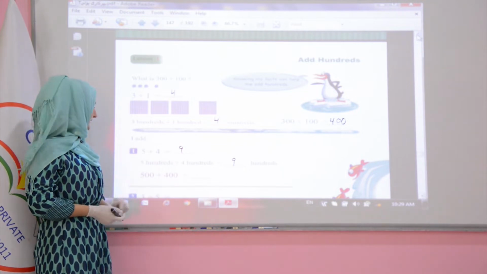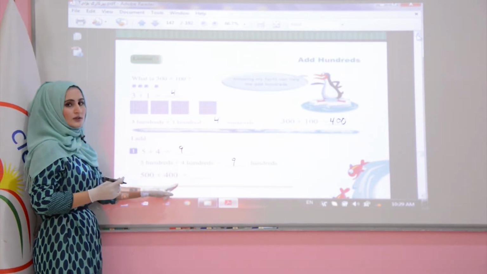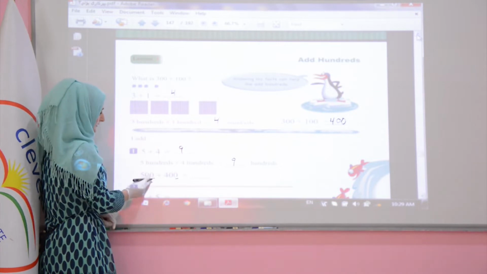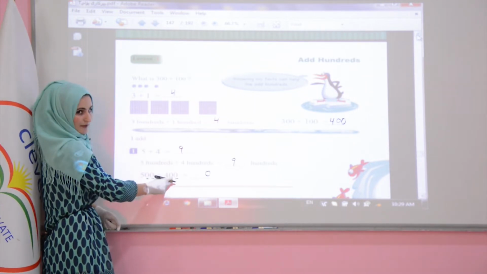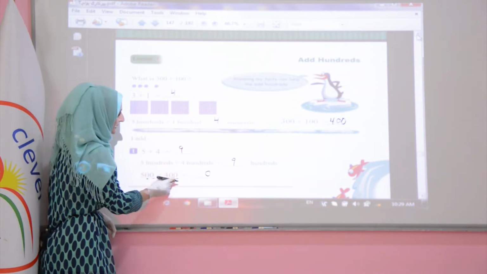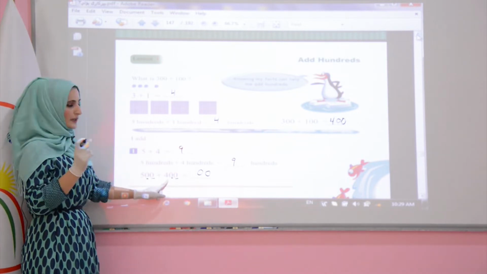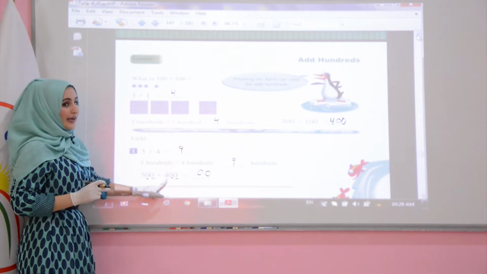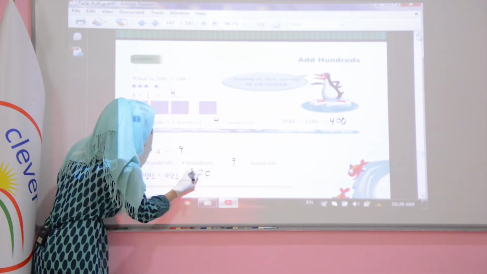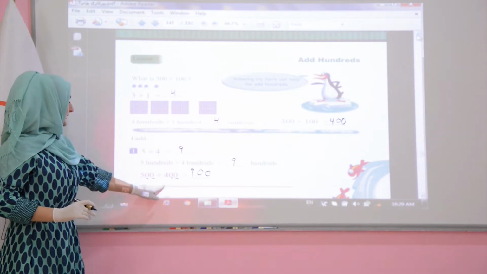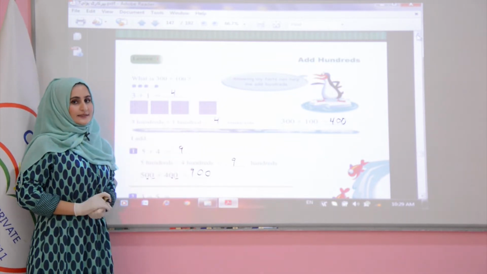500 plus 400. We start from ones, after that tens, after that hundreds. In ones we have 0 and 0. 0 plus 0 equals 0. In tens we also have 0. 0 plus 0 equals 0. Now in hundreds, we have 5 and 4. 5 plus 4 equals 9, so it equals 900. So students, 500 plus 400 equals 900. Okay? Students, please write down the answers.